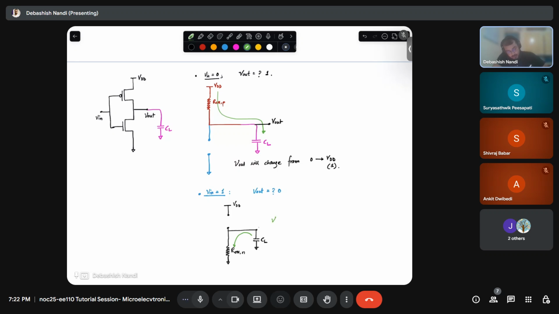So this is your V out. So V out will change from VDD to 0. So we call it the discharging of CL, and this one is charging of CL, and this one is discharging of CL. Okay. So now the question is, let's say you have an RC circuit.